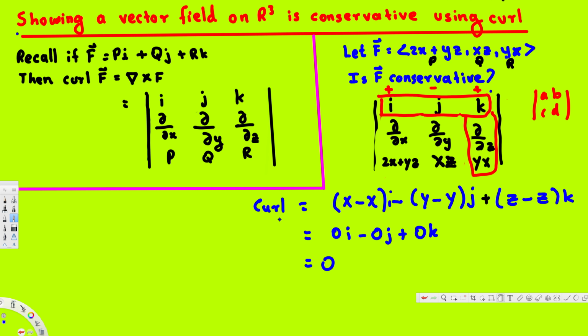If the curl is 0, this vector field function is conservative. If it's not equal to 0, it is not conservative. Here the curl is 0, so we can say that therefore this vector field is conservative. And that's going to be our final answer. I hope this helps. Thanks for watching.